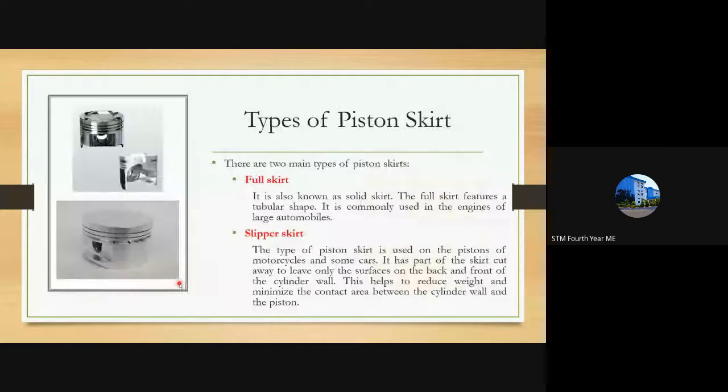Next, types of piston skirts. There are basically two types of piston skirt, full skirt and slipper skirt. Okay, full skirt is also known as solid skirt. The full skirt features a tubular shape. It is commonly used in engines of large automobiles. You can see that here it has a tubular shape. So it is not a full solid material. There is a hollow part inside the piston.